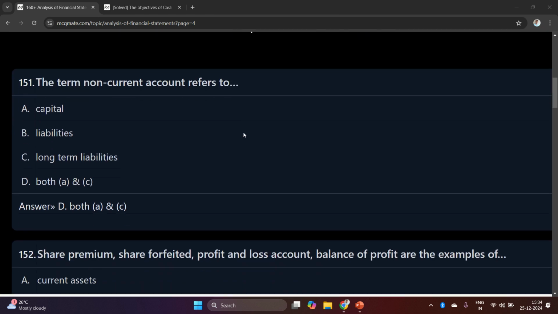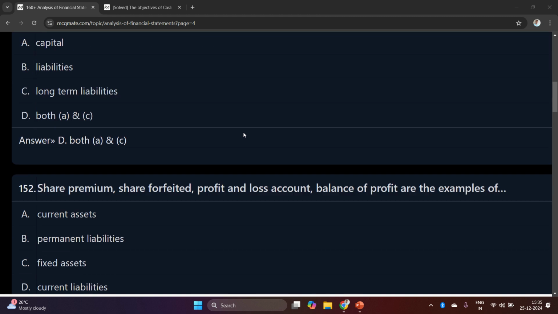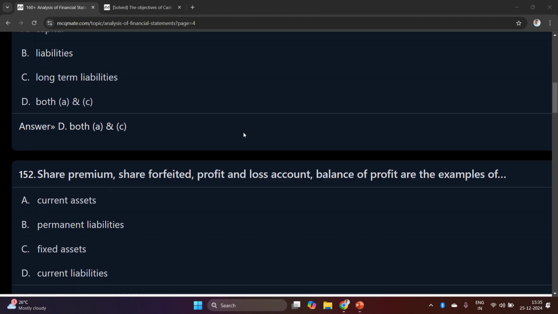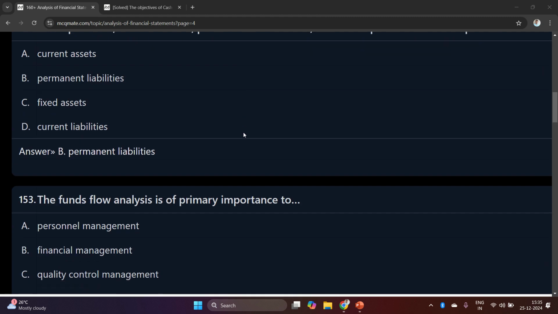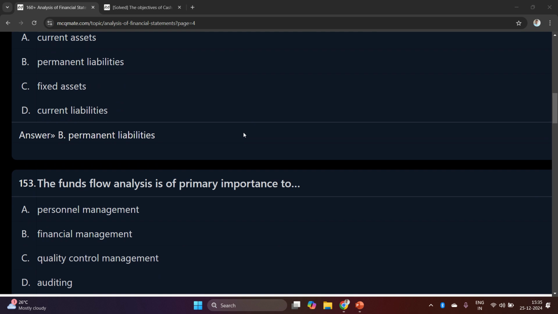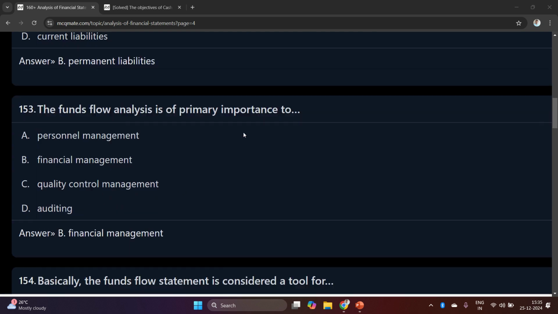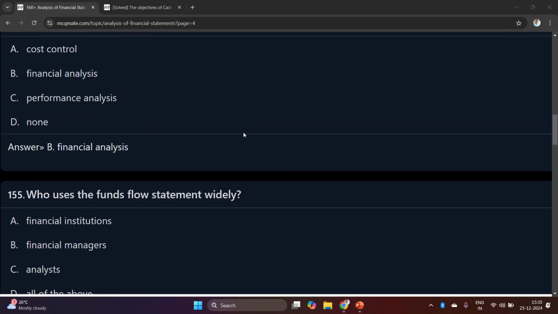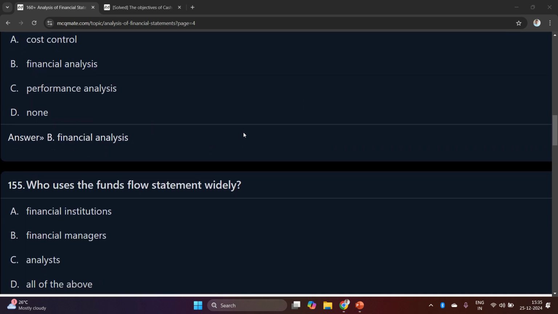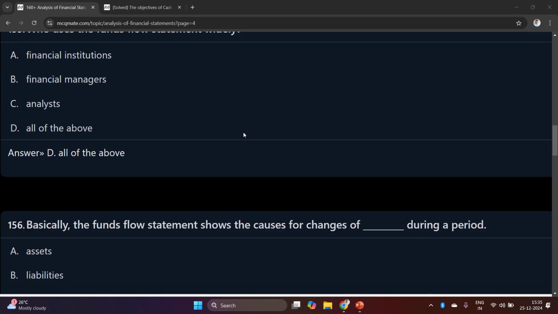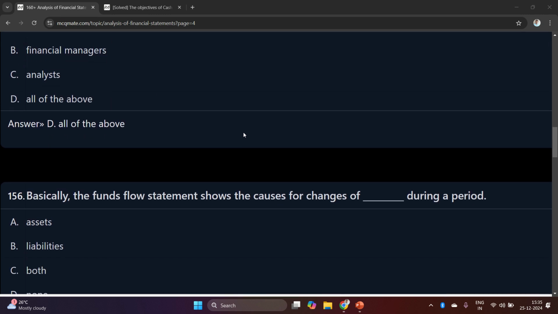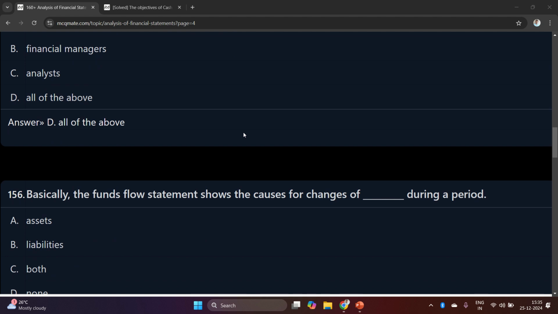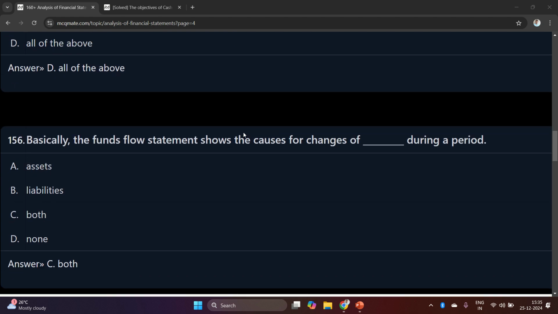The term non-current account refers to capital and long-term liabilities. Share premium, share forfeited, P&L account balance of profit are all origins of permanent liabilities. The funds flow analysis is of primary importance to financial management. Funds flow statement is considered a tool of financial analysis. Who uses the funds flow statement widely? All of the above. Basically, the funds flow statement shows the causes of change of assets and liabilities both during the period.